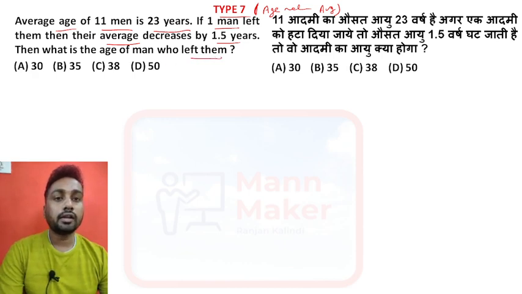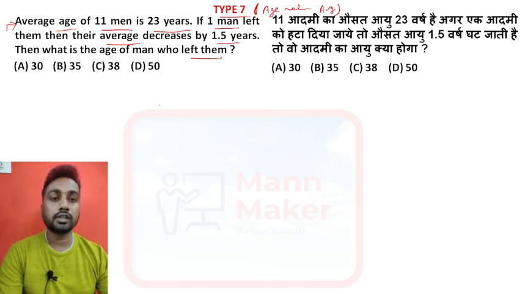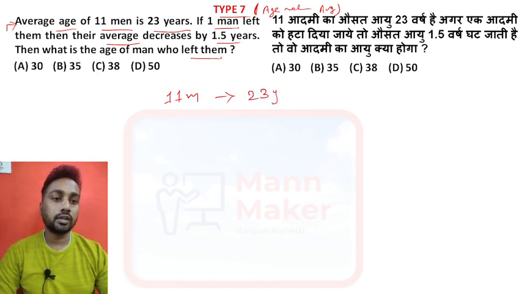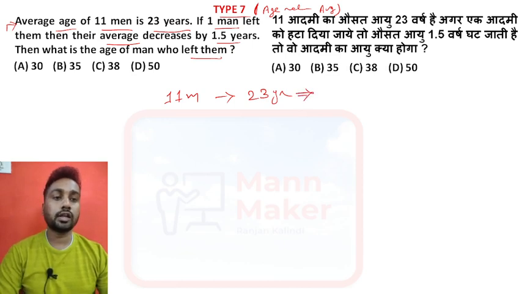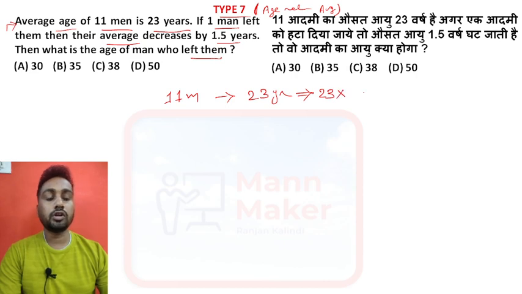Okay, now whatever they have told in the question, likewise you have to convert all this in mathematical form. So the average age of 11 men is 23 year. I told you before also in the previous class, if you need to find the summation of average, then what we need to do? Whatever average we have, you need to multiply that by the number of observations. So 23 into 11, that is equal to 253.